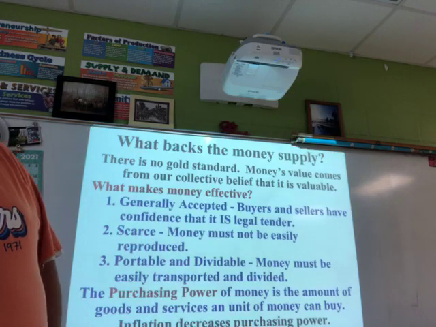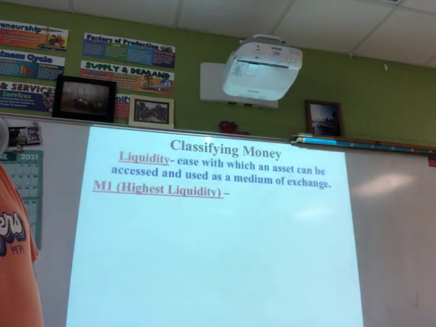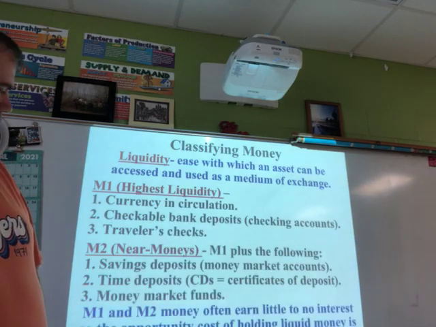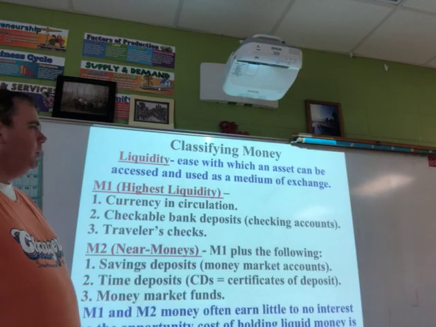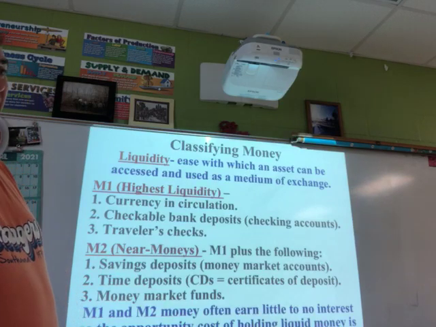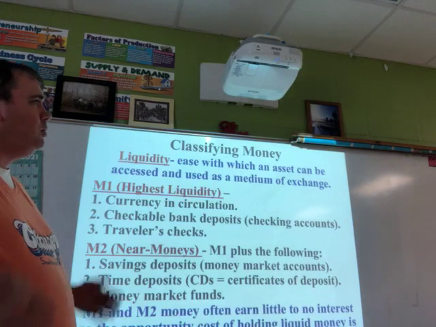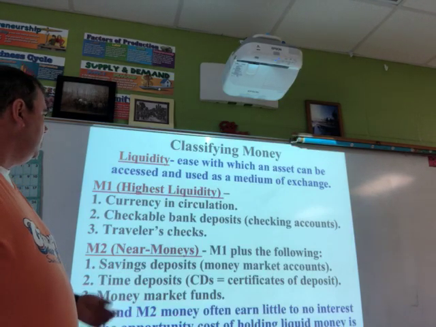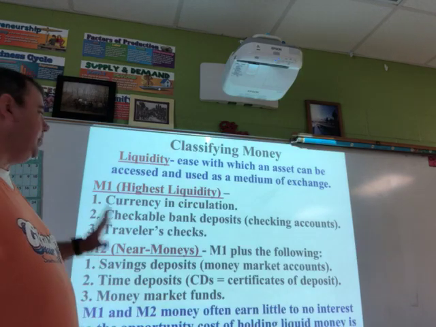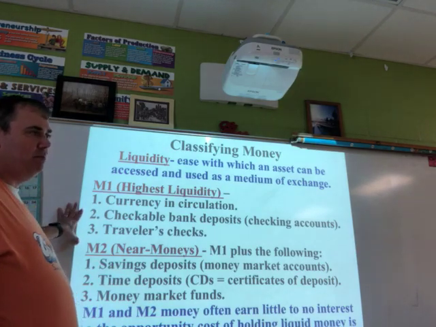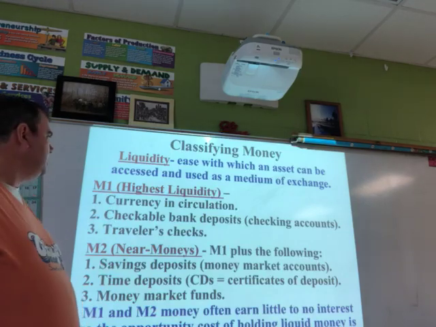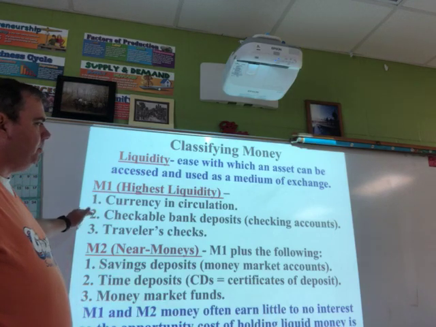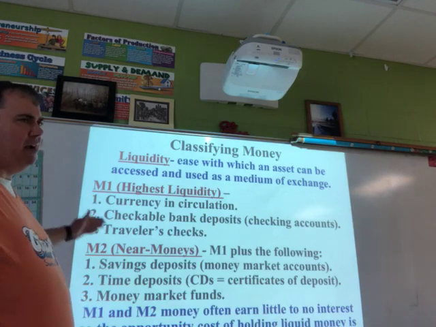All right. So classifying money. Let me get the classifications up here. We classify money based on its liquidity. That means how quickly an asset can be accessed and used as a medium of exchange. M1 has the highest liquidity. Now, you've got to know the M's. They will ask you M questions. M1 is the currency in circulation plus checkable bank deposits. That's checking accounts and also traveler's checks.